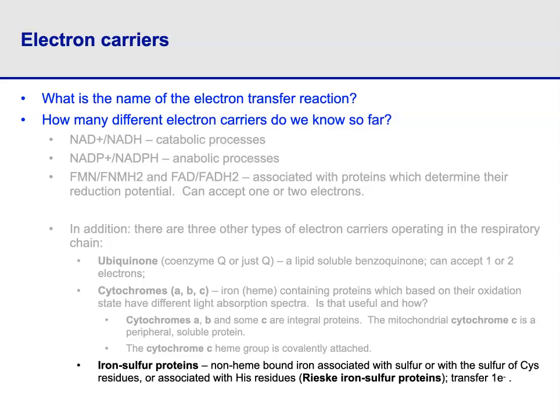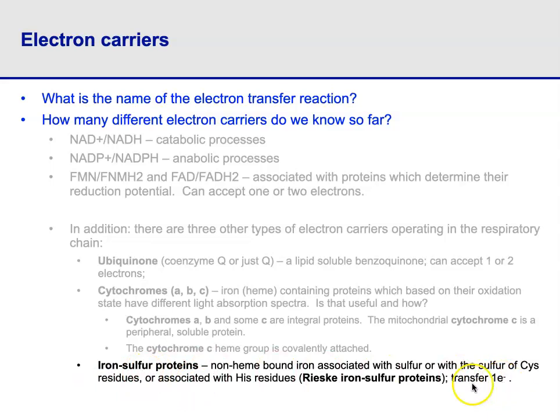All right, the third kind of electron carriers that we are going to talk about during the oxidative phosphorylation pathway, so electron carrier pathways, are the iron-sulfur proteins. These proteins do not contain a heme group, even though it says iron-sulfur proteins. These proteins actually do contain iron, but that iron is associated either with elemental sulfur or with the sulfur from cysteine residues. And in one case, in the case of Rieske iron-sulfur proteins, it's associated also with histidine residues. And these proteins can only transfer one electron.